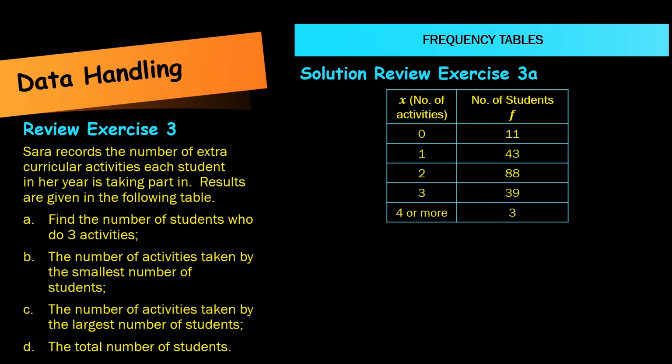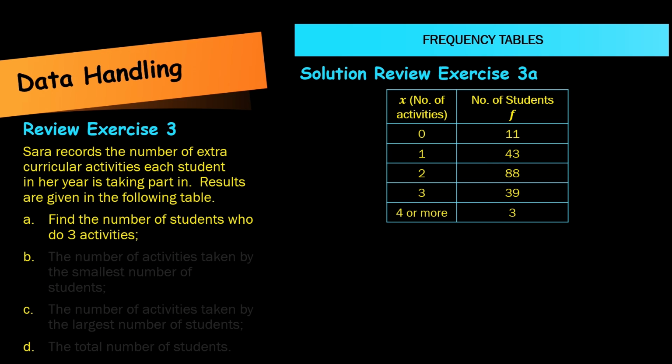Now let's have a go at review exercise 3. Sarah records the number of extracurricular activities each student in her year is taking part in. Results are given in the table shown on your screen. In Part A, you are required to find the number of students who do 3 activities. So let's solve Part A.